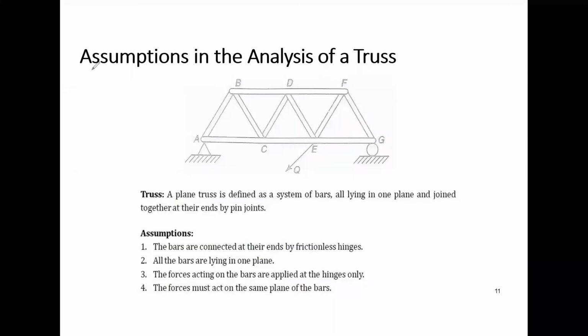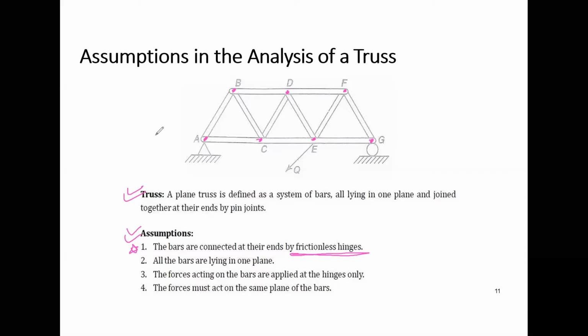So there are several assumptions. That means the method of joints or method of sections that you will use will not work for some exceptional cases. So here again the definition of truss is given. Now come to the assumptions. The first assumption is that the bars should be connected at their ends by frictionless hinges. That means if in your truss these ends are not connected by frictionless hinges, then you cannot apply the two methods, the method of joints or method of sections.